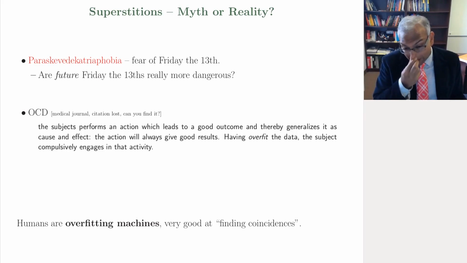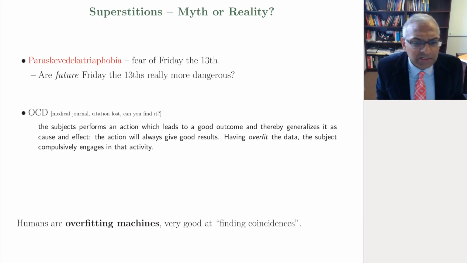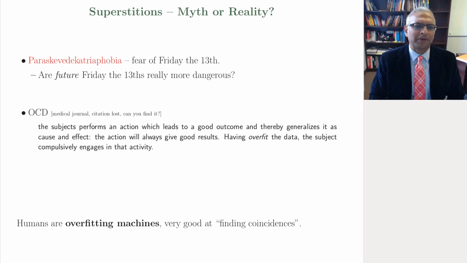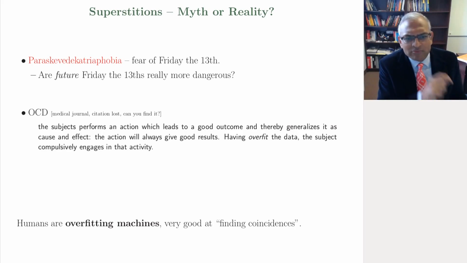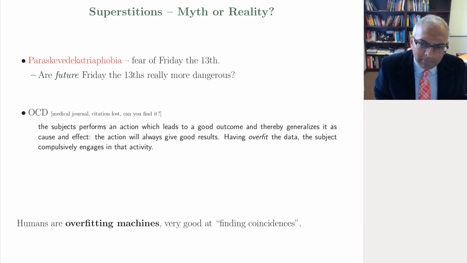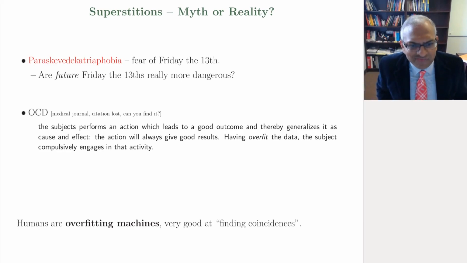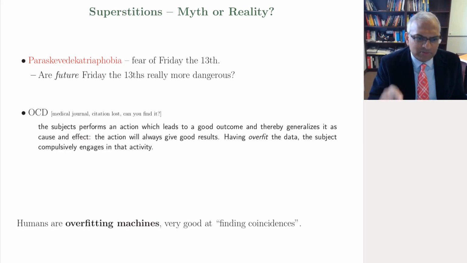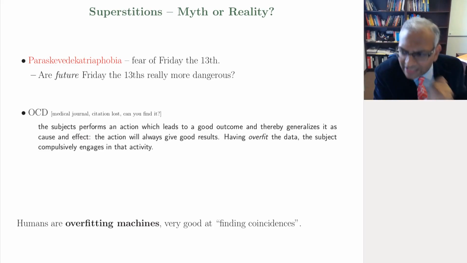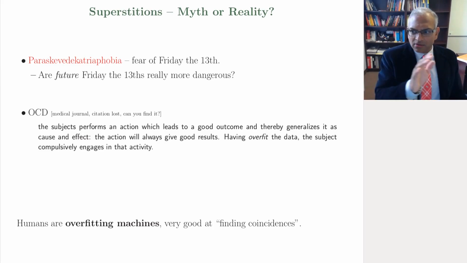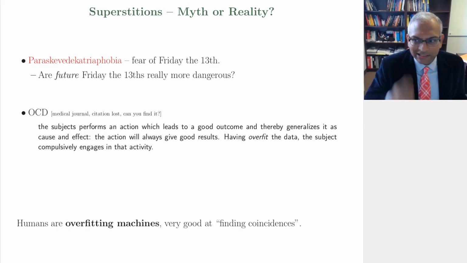Let's talk about OCD. Now we're switching gears to the medical side. I got this citation from a medical journal, which I've since lost. So if anyone can help me find the citation, I'd be very grateful. But let me quote. The subject performs an action which leads to a good outcome and thereby generalizes it to cause and effect. The action will always give good results. Having overfit the data, the subject compulsively engages in the activity. And they use the language, having overfit the data. So it's conjectured that OCD may be a phenomenon that arises due to the human neural network's ability to overfit.